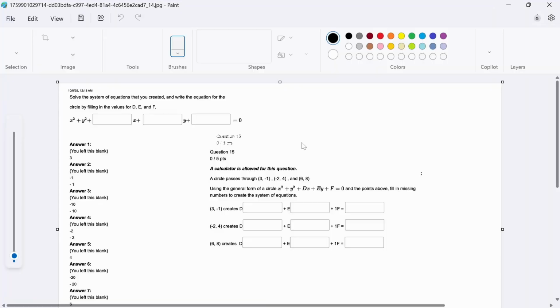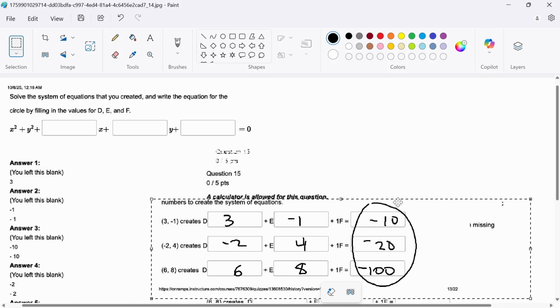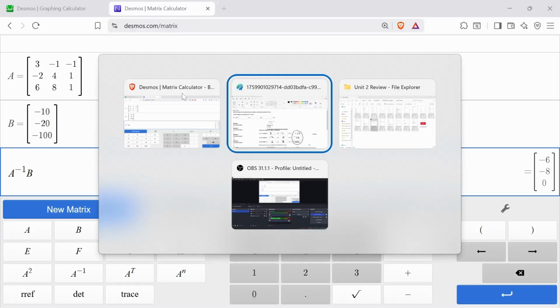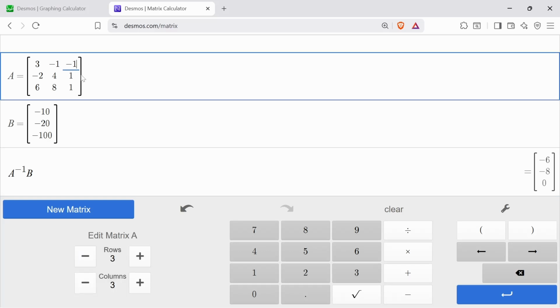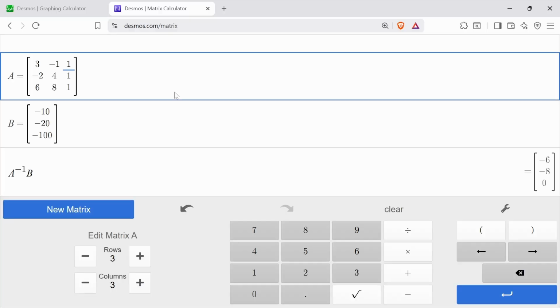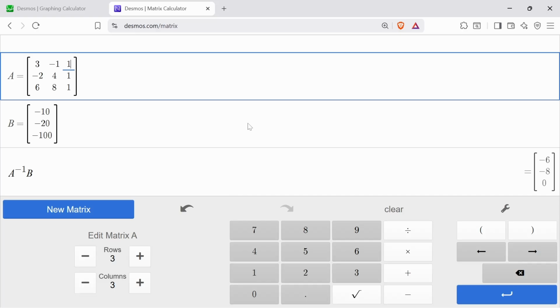So all I have to do is put those numbers into a calculator, and I'll try it in Desmos, and I think I already did it. 3, negative 1, negative 1. Wait a minute. Boy, when I did it before, I did it wrong. It's 3, negative 1, 1. And then negative 2, 4, 1. And then 6, 8, 1. And then the B matrix is negative 10, negative 20, negative 100.